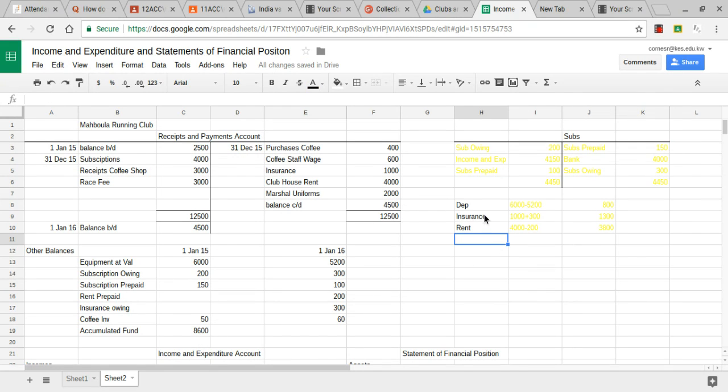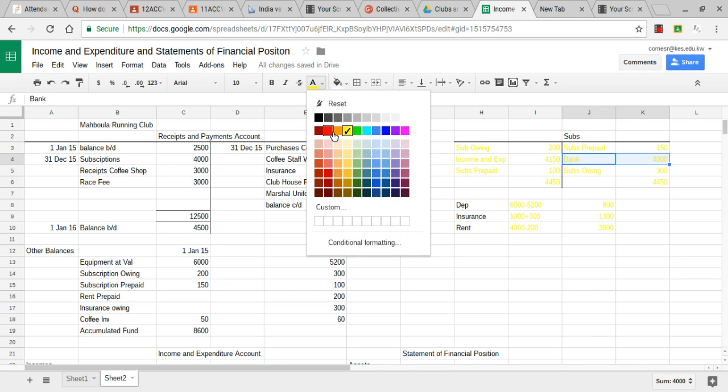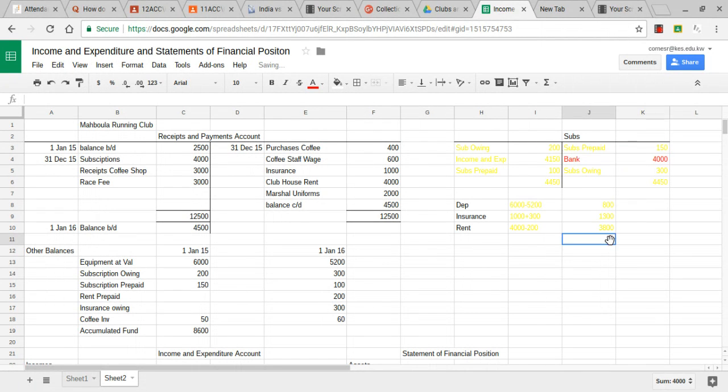Okay, so what are we going to do? Well, first of all, we need to do a subscriptions account because we've now got subscriptions prepaid and owing. I'd always do the easy one first, so leave a line at the top for any opening balances. And we know that we've received 4,000 of cash. That would be a debit in bank or cash, and therefore it's a credit in the income account. So we'll put 4,000 in the income.